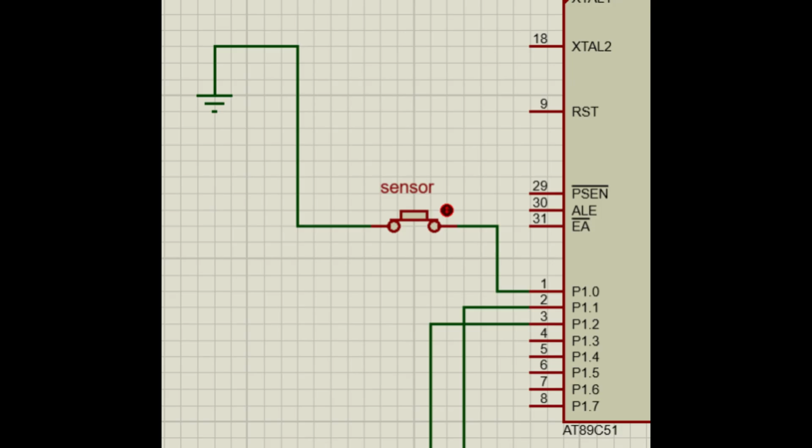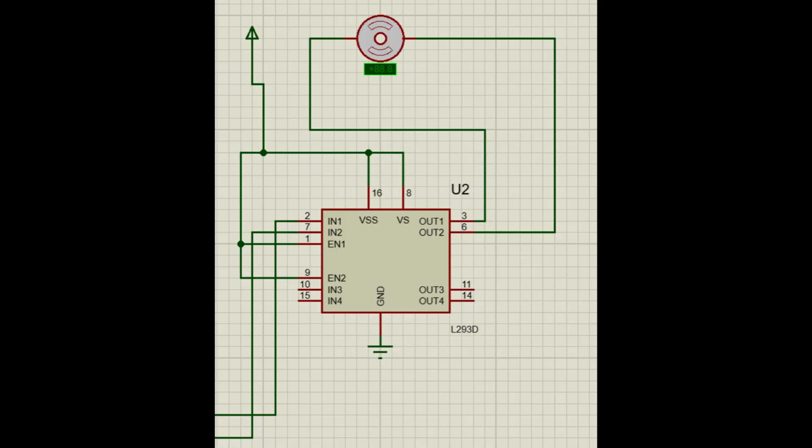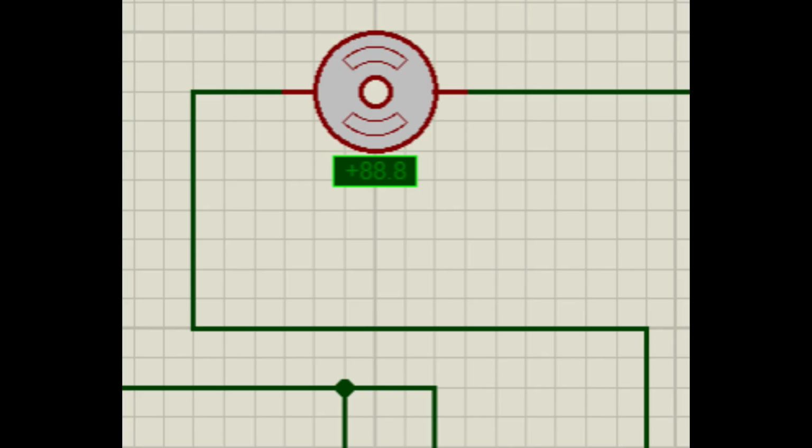It sends signals to the L293D motor driver. The L293D driver acts as an interface between the low power microcontroller and the high power DC motor. It takes the input signal from the microcontroller and controls the motor connected to it. Based on the input from the microcontroller, it drives the motor clockwise or anti-clockwise. The last component is the DC motor. The motor rotates to either lock or unlock the door mechanism.